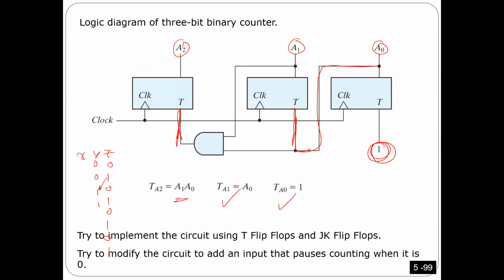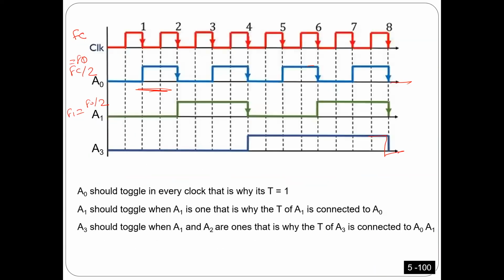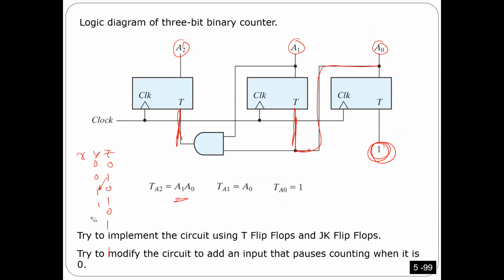Can I add one input here? That's what I'm asking you to think about. Can we add another input so that this input can control counting? Currently we don't have any inputs, that means once you run the circuit it's going to count. You have no control over anything, it just counts.